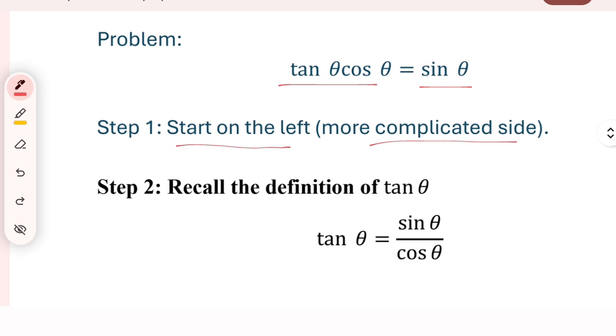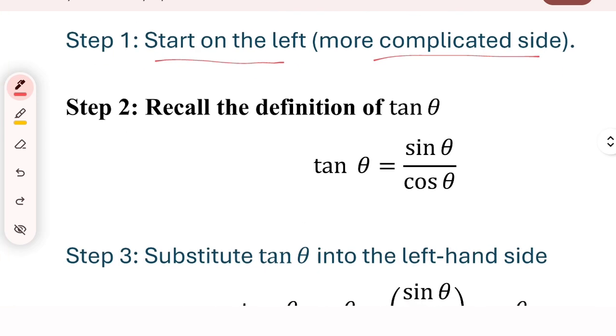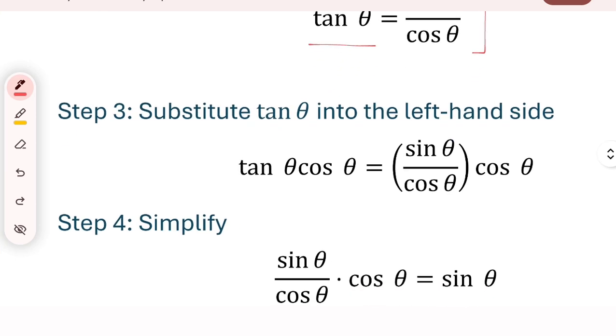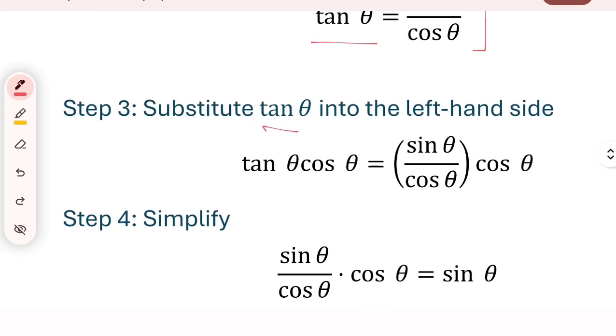And we need to think, since there is tangent over there, how we can convert tangent into a sine and a cosine. So we need to recall tangent theta. Oh, tangent theta can actually be rewritten as sine theta over cosine theta. All right, cool. So we have step three. We will now substitute tangent theta into the left side. This is the original equation, tangent theta cosine theta, and we can rewrite it like this. Tangent is now rewritten as sine over cosine, and of course, don't forget you multiply it with the cosine.